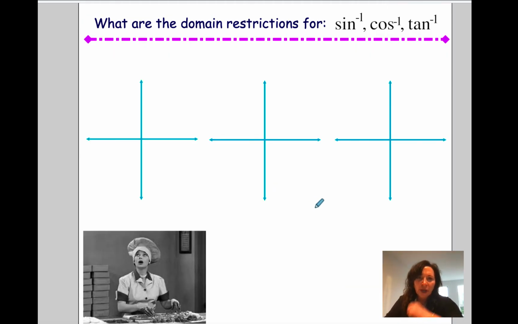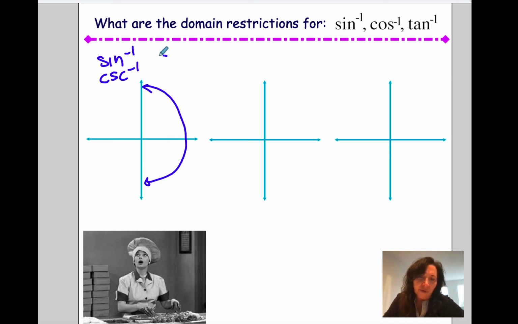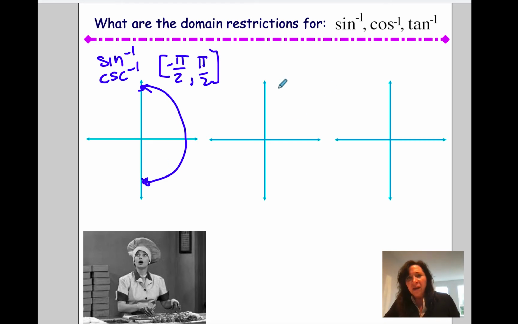So this is just going over some of the domain restrictions, and I'm also going to talk about the 3 triangles that I would expect you to know. The restricted domain for arc sine, which also applies to arc cosecant, is from negative pi over 2 all the way to pi over 2 positive. Okay, including the brackets, because they include these values right here.